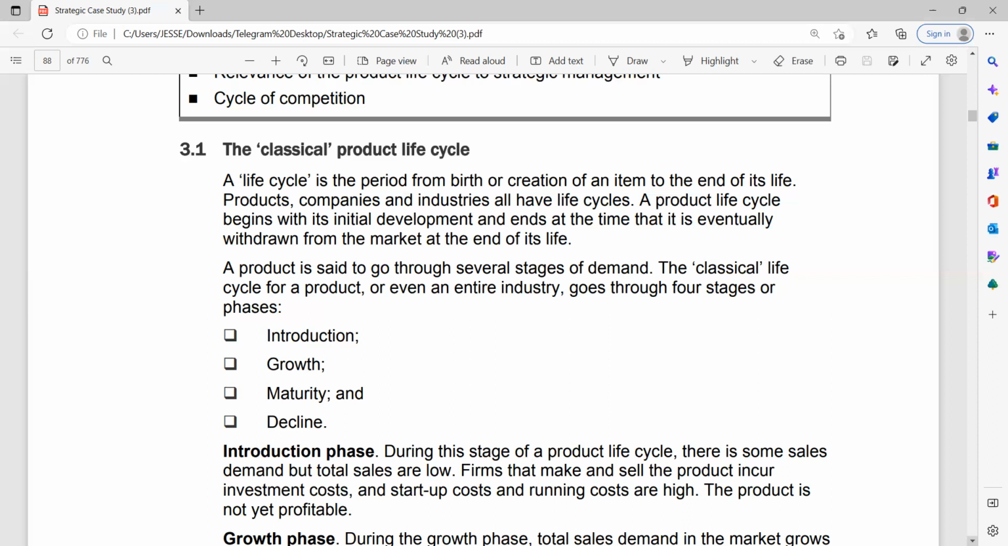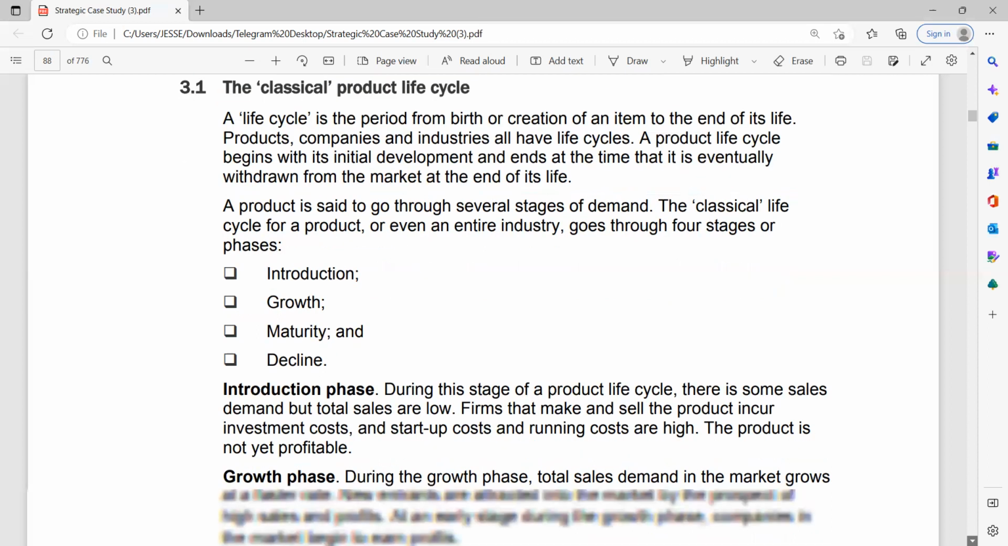So a product life cycle will typically begin with the initial development and end at the time that it is eventually withdrawn from the market. Very important. A product is said to go through several stages of demand, which we talked about. Just as a human being will go through different phases, products go through phases. The first phase is introduction, and I'll explain each of these phases. The second phase is growth. The third phase is maturity. And the last phase is decline.